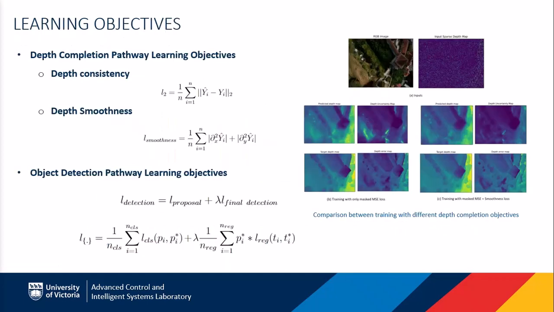We use the L1 norm loss function to monitor the depth consistency, or the resemblance of the output depth map and the target depth map, and we also use the smoothness loss, which aims at suppressing the noise and ensuring local smoothness over the map, and it is basically a minimization of the L1 norm on the second-order derivative of the predicted depth map. Also, the detection loss is utilized, which contains two terms, proposal loss and the final detection loss, which are summed with a relative weight.